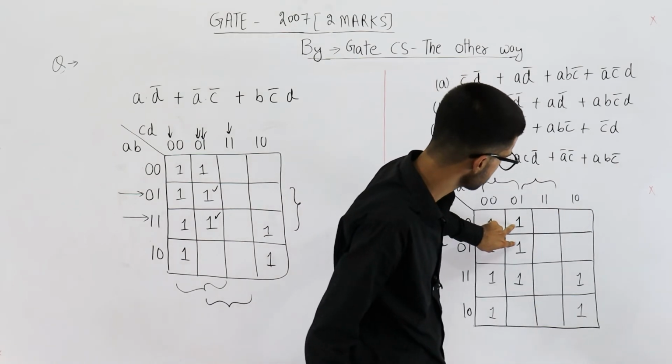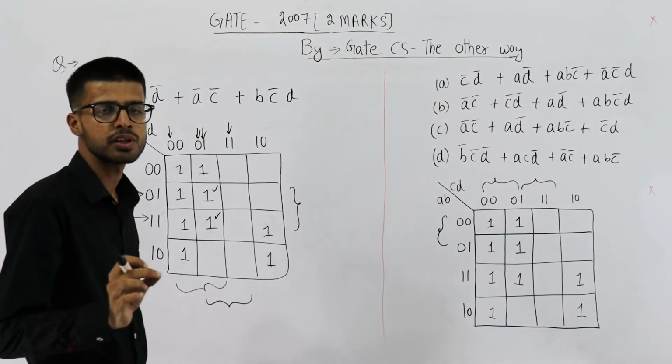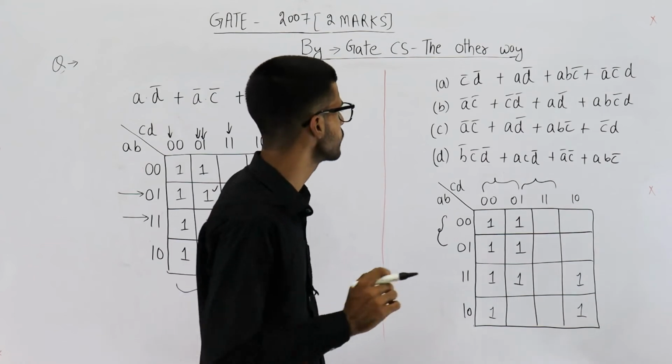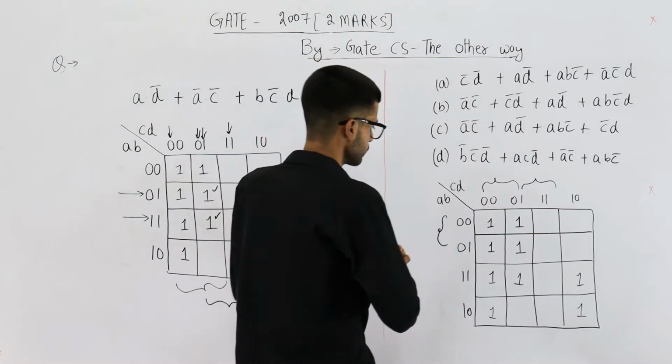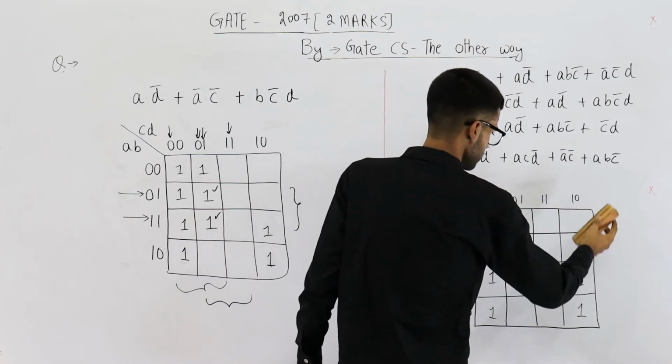And the only common part is these two cells. Now you can see both of the K-maps are the same. That means option A corresponds to that K-map only. Okay, so this one cannot be the answer. Let's move on to option C. Sorry, option B.